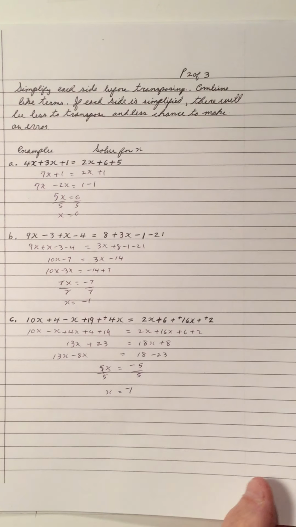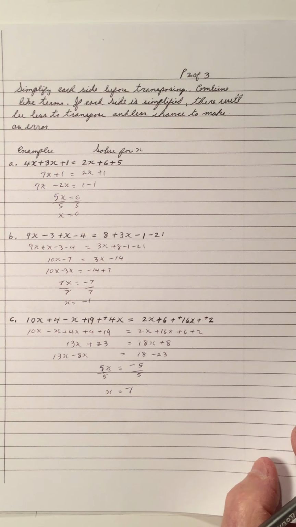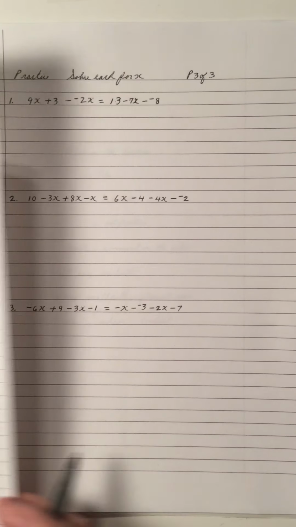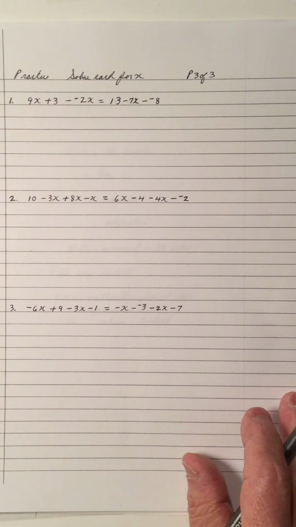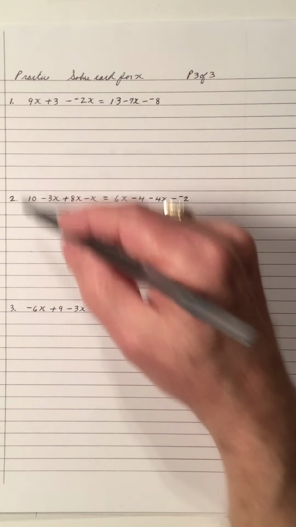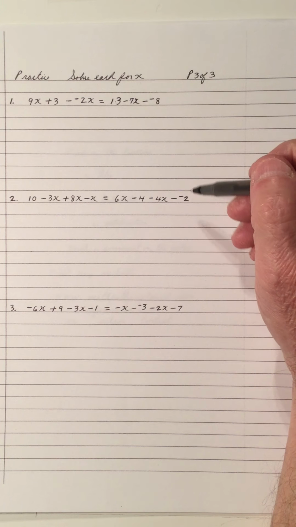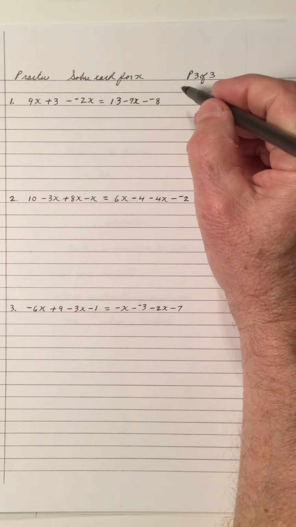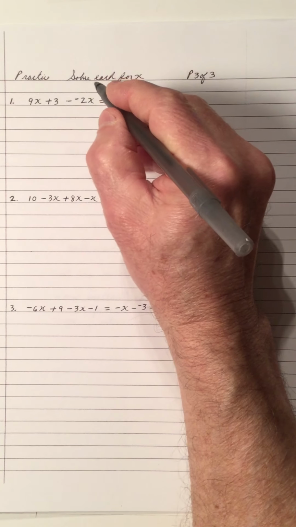Okay, notice combine terms on one side. Put the x's first and then the constant, or the number, and you have less chance of making an error. Practice means you work these three out and see how you're going to make out. Pause the video, press play, work them out. Come back when you get them all done.